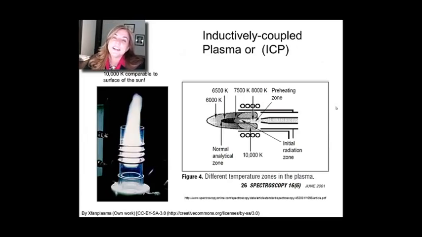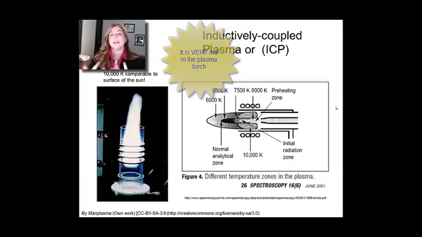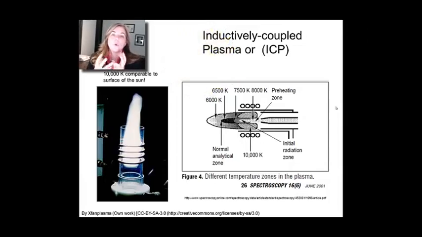You're going to see this a lot, and it's a really cool thing because it's actually the same temperature as the temperature of the sun inside of one of these plasma torches. So a little bit about what a plasma is. A plasma is a dense gas of ions. And in this case, what's happening is argon gas is flowing into this sort of torch.